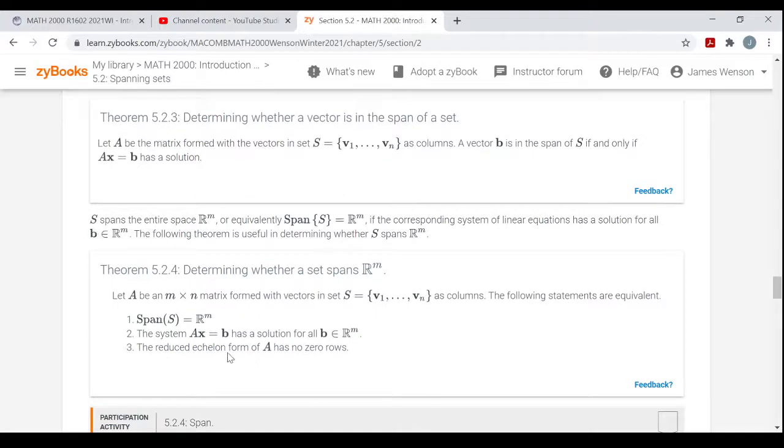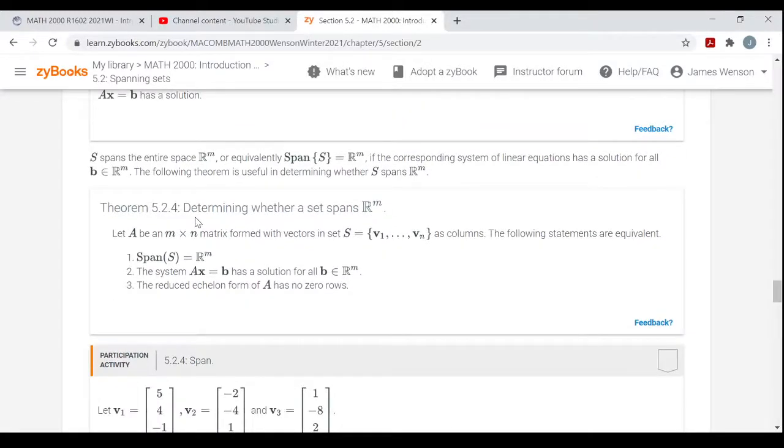And we'll go over examples here in a second. All right, so S spans the entire space Rm, or equivalently the span of S is equal to all of Rm, if the corresponding system of linear equations has a solution for all vectors B in Rm. All right, so the following theorem is useful in determining whether S spans the entire space Rm.